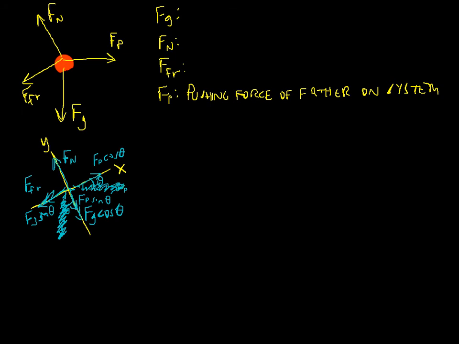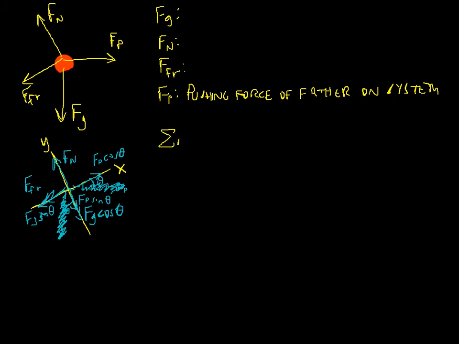So the diagram looks kind of like a jumble right now, but just to make sure you've got everything, the only force in the positive y direction is Fn. In the negative y direction, we have an Fp sine of theta and an Fg cosine of theta. In the positive x direction, we just have an Fp cosine theta, and in the negative x direction, we have an Fr and also an Fg sine theta. So now we can get to the point where we start doing the sum of the forces in the x and y direction.